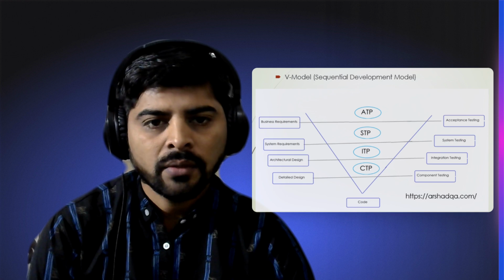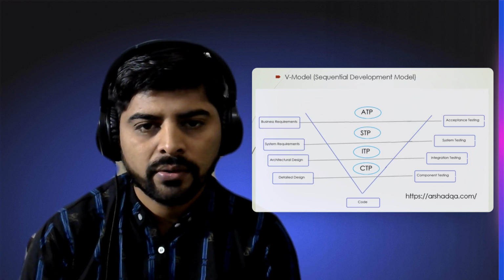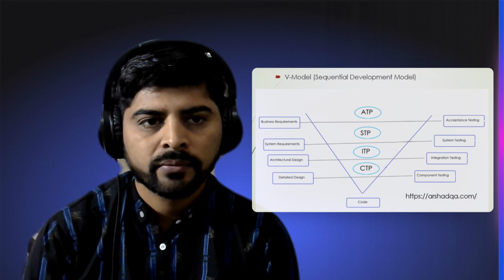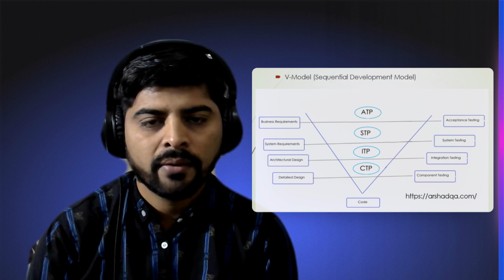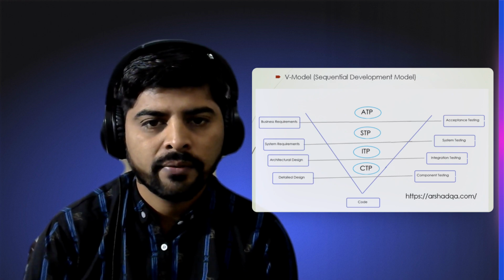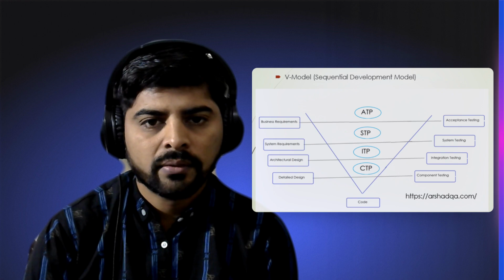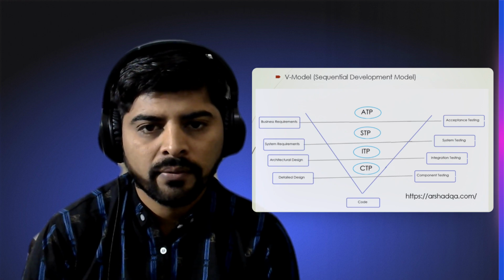So we have many software development lifecycle models: the waterfall model, which is a sequential development model, then the V-shape model, then iterative models. We'll discuss all of those one by one.